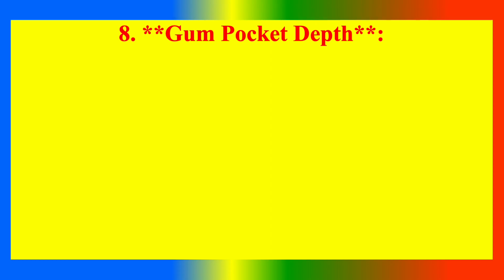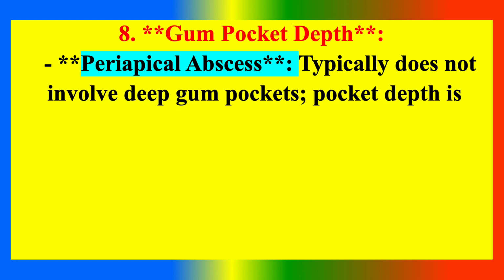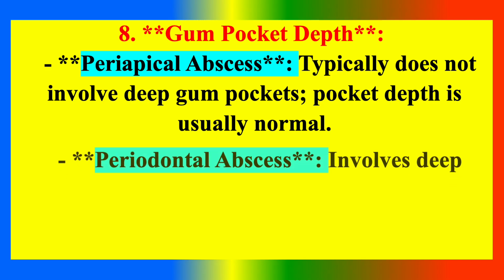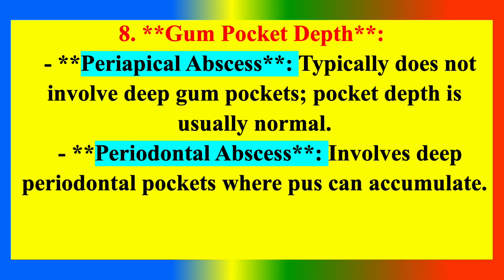Eight, gum pocket depth. Periapical abscess typically does not involve deep gum pockets. Pocket depth is usually normal. Periodontal abscess involves deep periodontal pockets where pus can accumulate.